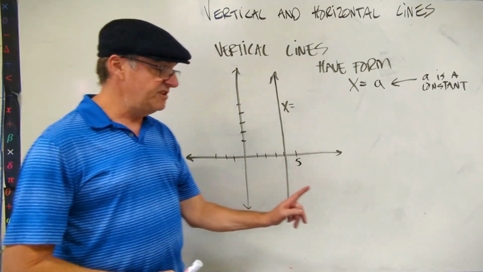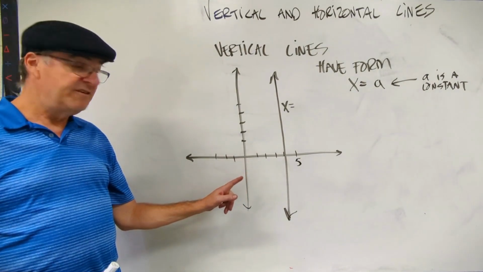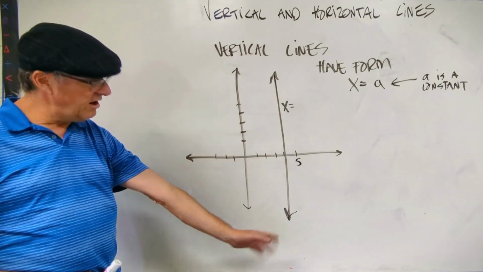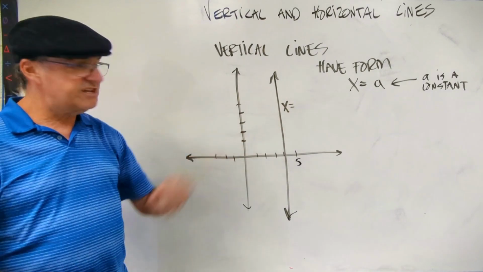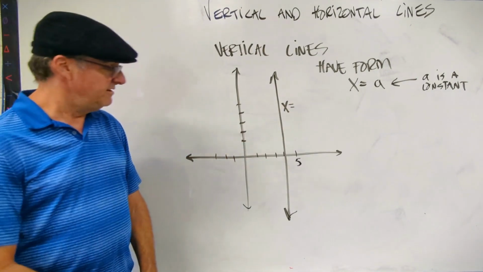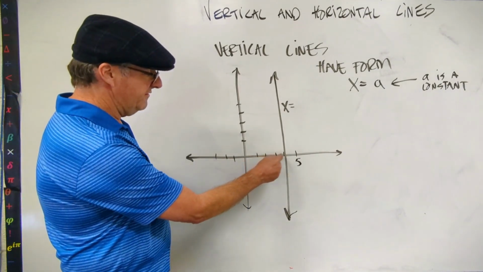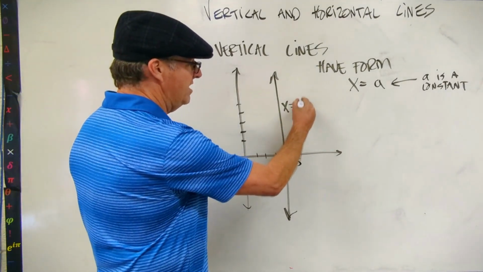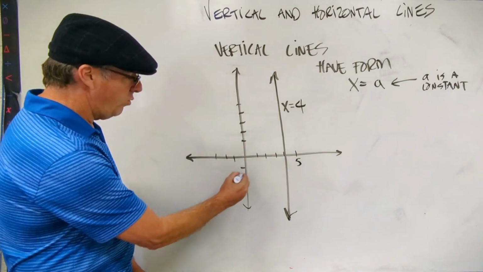So now I want you to pause the video, think about this graph. I have my vertical line right there. What is x going to equal on that graph? Okay, let's see how you did. Check it out. 1, 2, 3, 4. X equals 4. Doesn't matter what y is.